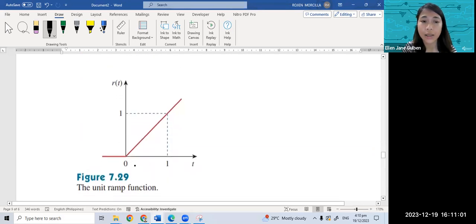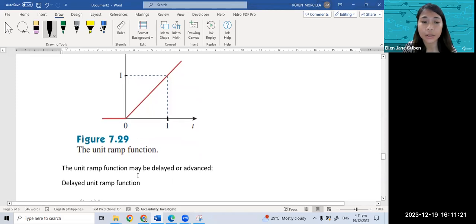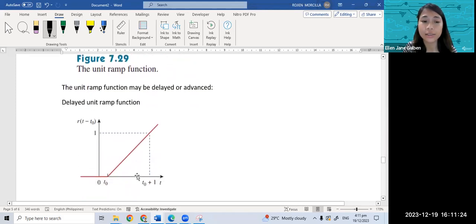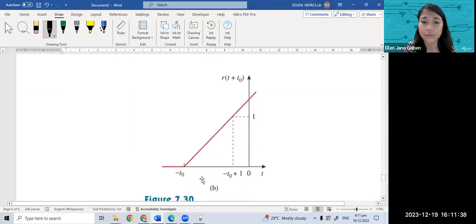So with that said, at t equal to 0 you have a value of t, since it's 1t. So you get a value of 1 for time 1. That's your linear function. The unit ramp may also be delayed or advanced. So r of t minus t0 is delayed at t0. Oh no, sorry, this one is delayed, and another one is advanced, at negative t0.